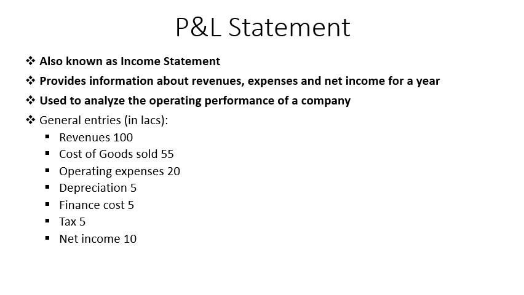First entry is revenue, which is 100 lakhs. This includes the operating income and non-operating income. The next is the cost of goods sold, which is 55 lakhs and generally makes up most of the costs incurred by the company. In this case, it is 55%. Operating expenses is 20 lakhs, which includes selling, general and administrative expenses, salaries, etc.